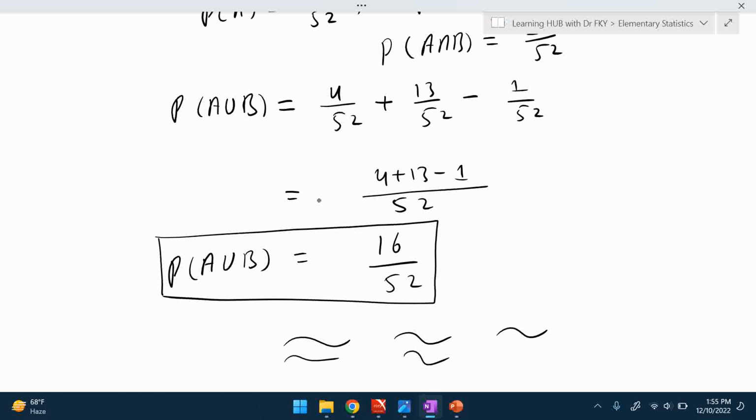So this is all about the additive rules of probability. You can solve other problems also if you can see the signs of the additive rules of probability.